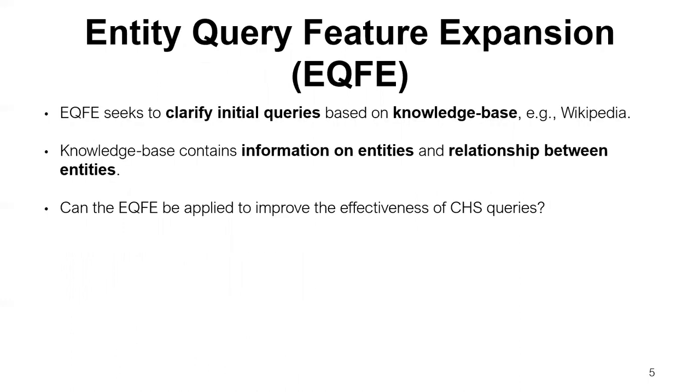To automatically improve health queries, in this study, we investigate the entity query feature expansion model, EQFE. This model has been known to be effective in clarifying a user query by adding related entities from a knowledge base such as Wikipedia. However, in their study, they worked on the general domain. Hence, here we investigate whether EQFE can be applied to improve the effectiveness of consumer health search queries.